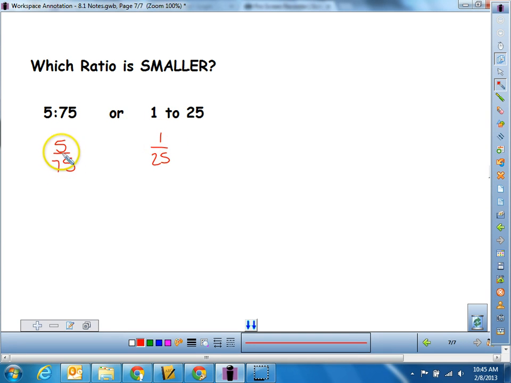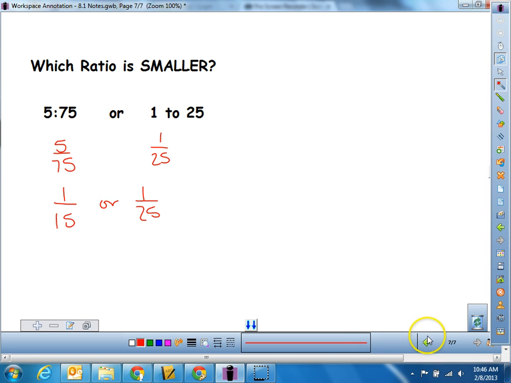So let's go ahead and we'll divide this one by 5. When we divide it by 5, 5 divided by 5 is 1. 75 divided by 5 is 15. So 1 to 15 or 1 to 25, which one is a smaller ratio? This one, we've got less students per teacher, if that's what we're talking about here. So we can change them in order to compare them, is what we need to do.